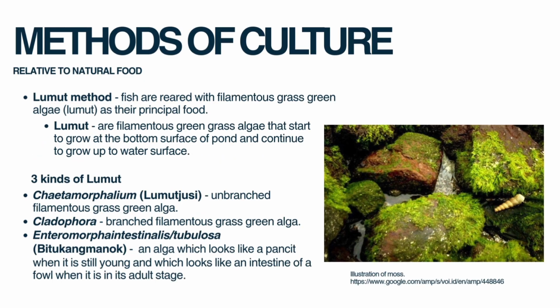Next, we have the lumot method. The lumot method is where the fish feed on filamentous green grass algae or lumot as their principal food. So, pwede rin maggamit dito ng supplemental feed like the previous two methods of culture. So, ang lumot kay English niya is moss. So, these are filamentous green grass algae that start to grow at the bottom surface of pond and continue to grow up to the water surface.